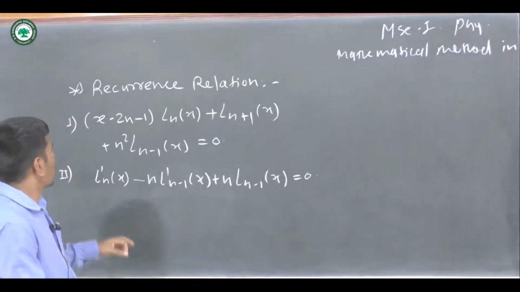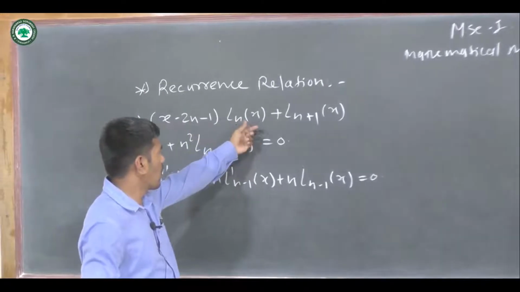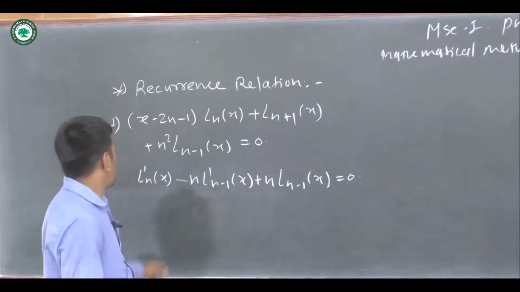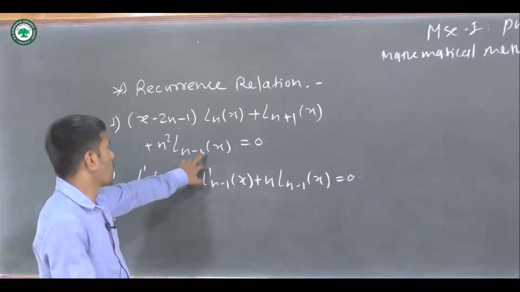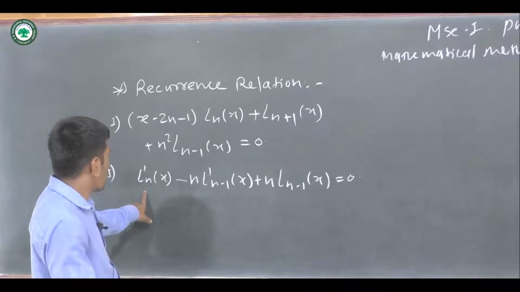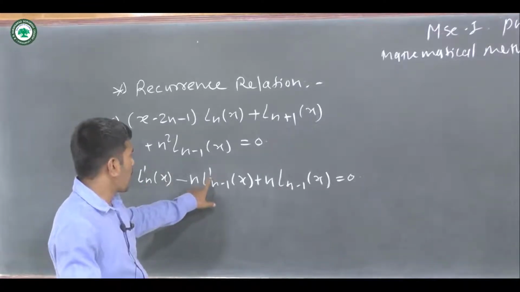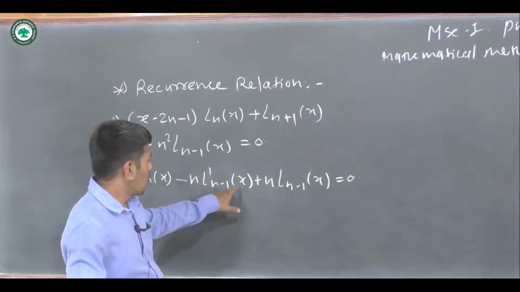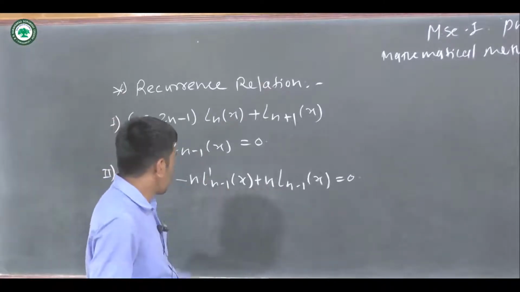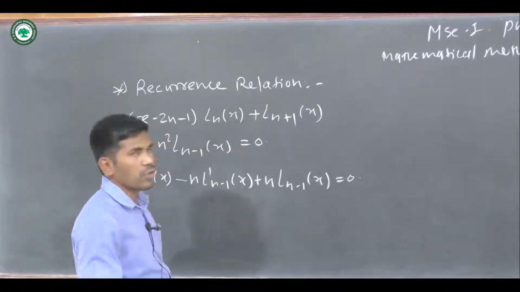Okay, so the first one is (x − 2n − 1) Ln(x) + L(n+1) + n² L(n−1) = 0. This is the first recurrence relation. And the second one is L'n − n L'(n−1) + n L(n−1). And this Ln is the Laguerre polynomial, which is a function of x.